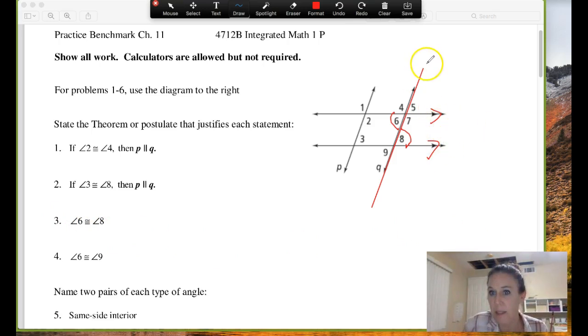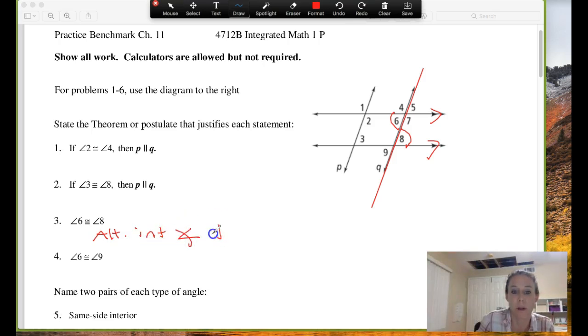Two parallel lines cut by a transversal. Now look at the placement of these. This line and this line are marked parallel already. So these angles are on the inside of the parallel lines and they're alternating. So these are the alternate interior angles. If I have two parallel lines cut by a transversal, alternate interior angles are congruent. This is just the alternate interior angle theorem.